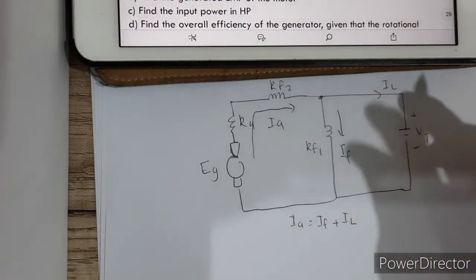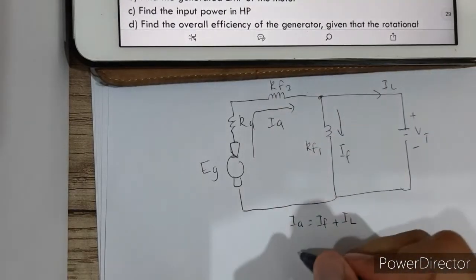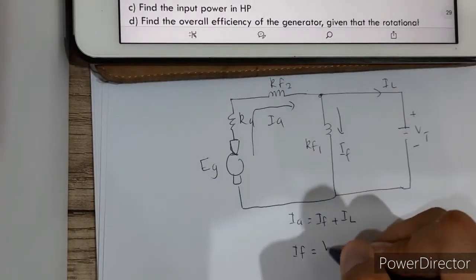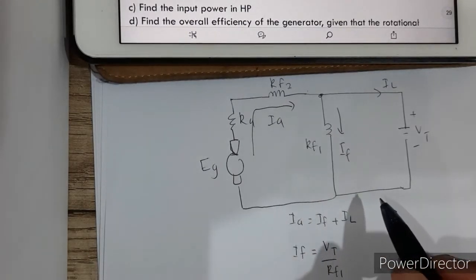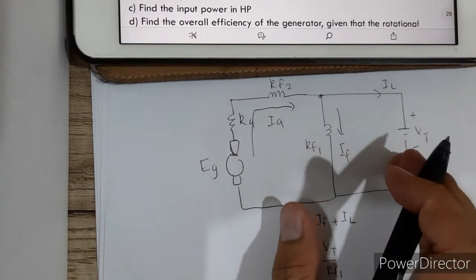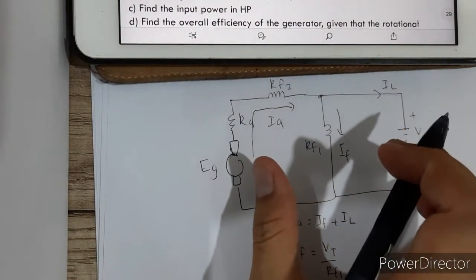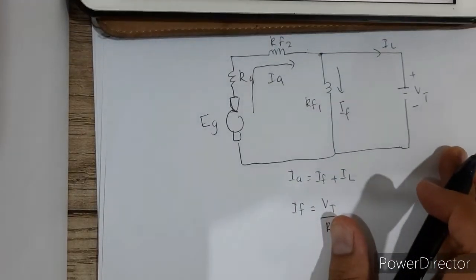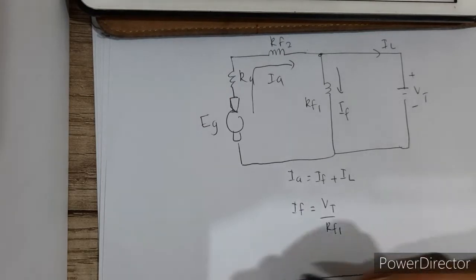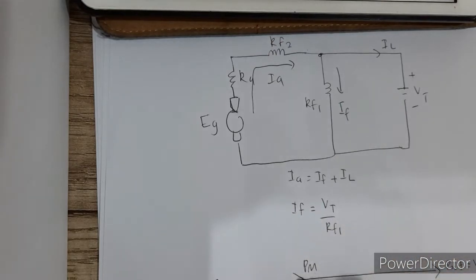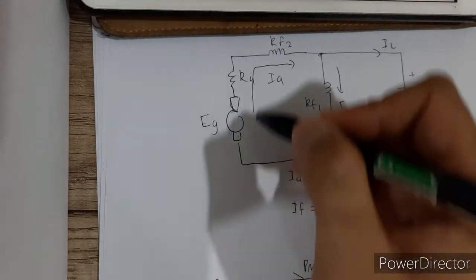To determine IF, we know IF equals VT divided by RF1, and you can rearrange this equation. But for question A, it just asks to draw the circuit diagram and the power flow of the generator. So remember for a generator, the P out is VT IL, and then this is P in, and then this is PM. PM is always close to the armature side.